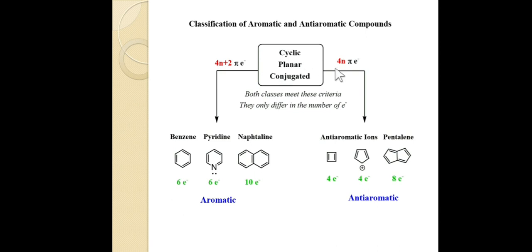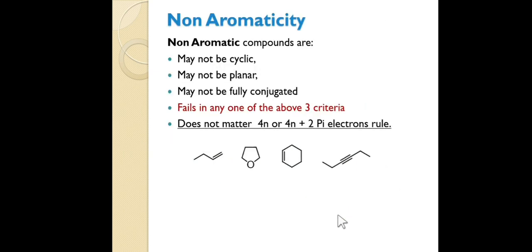What are anti-aromatic compounds? They are cyclic, planar, fully conjugated, but having only 4n electrons. So 4, 8, 12, this kind of electrons, and a cyclic, planar, and conjugated compound is called an anti-aromatic compound. So this is what we learned, these two examples we learned in the previous slide. So these are the differences between aromatic and anti-aromatic compounds. Let's go to the non-aromatic compounds.